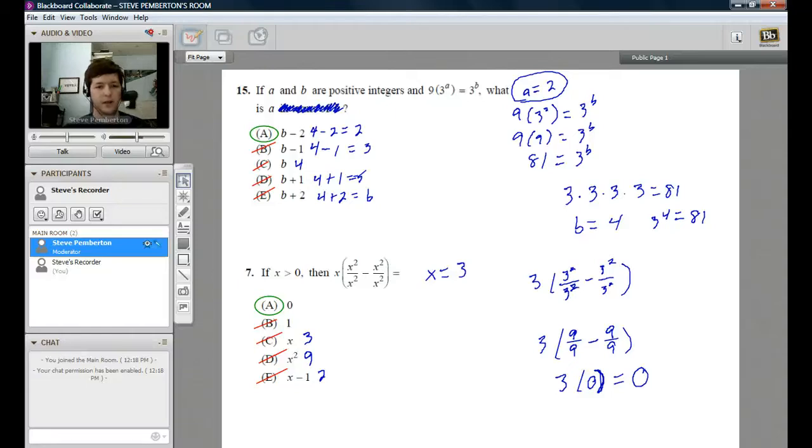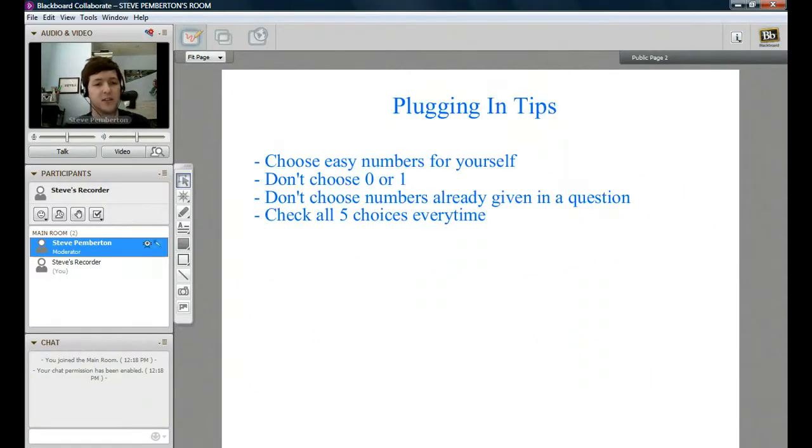Okay, so we see that plugging in can help simplify algebra questions. A few plugging in tips. First, choose easy numbers for yourself. In the last few questions, what we saw was we chose 2, 3, 4, numbers like that, numbers that are easy to deal with. Part of the strategy, part of the purpose behind plugging in is to simplify our lives. So choose numbers that are easy to calculate. In some other questions, numbers like 5 or 10 would be good.